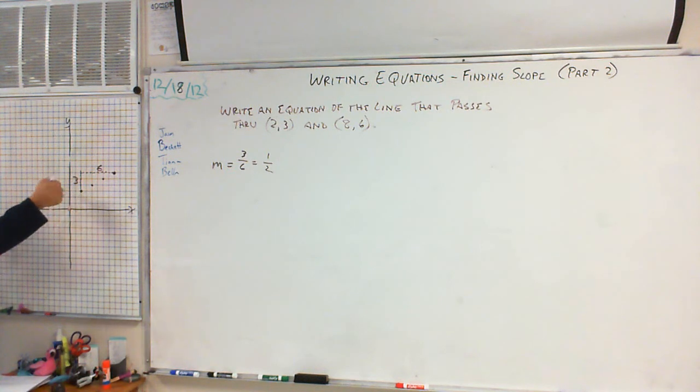Now, I could also keep going this way. I would have to go down and to the left, right? Down 1 and over 2. Oh, look at that. What is that?